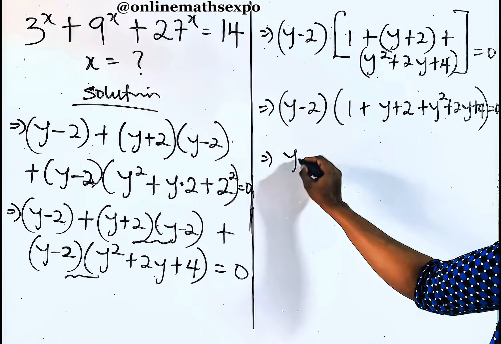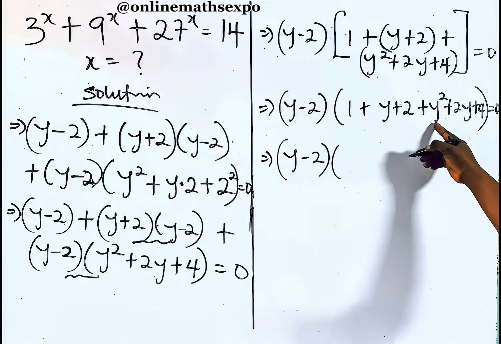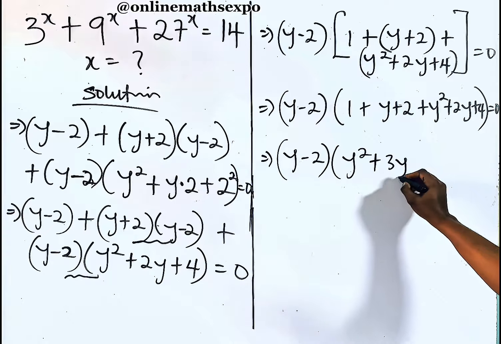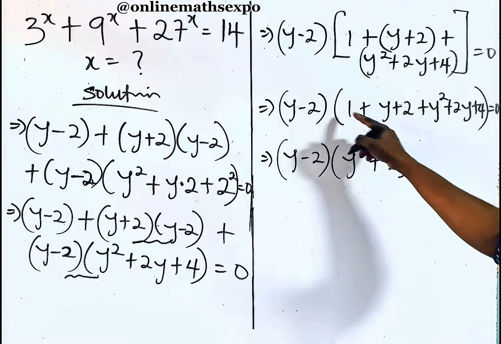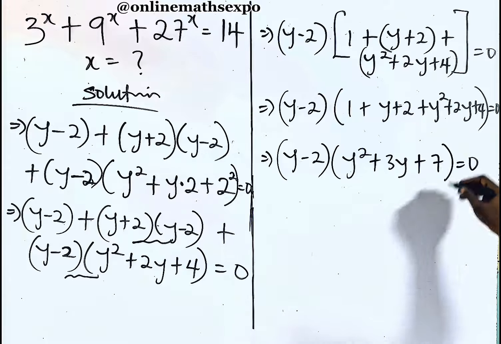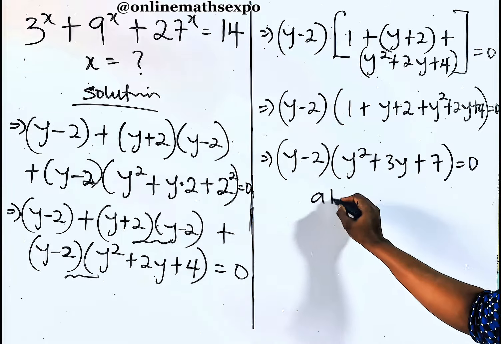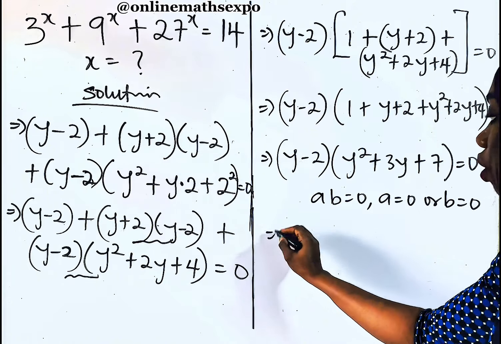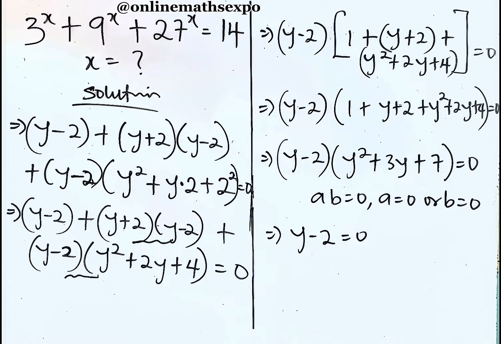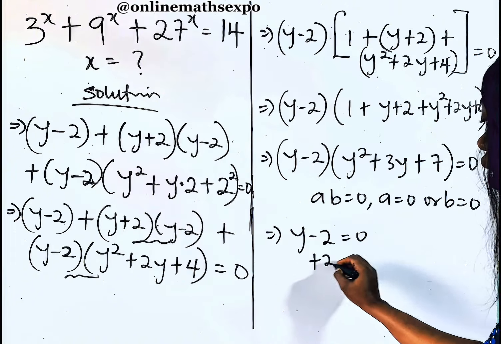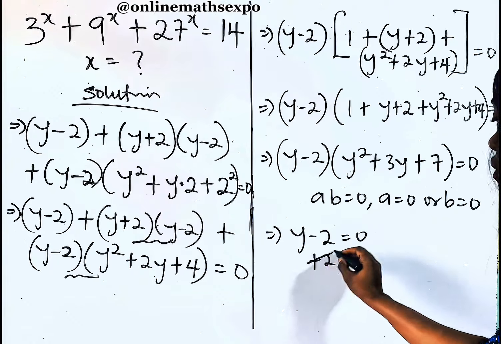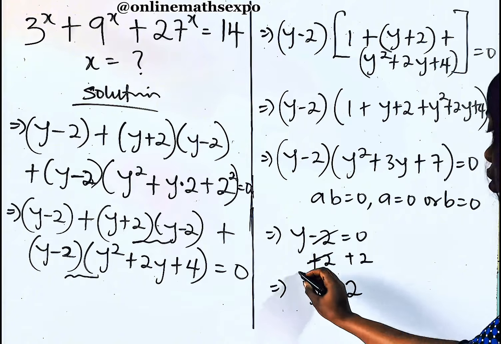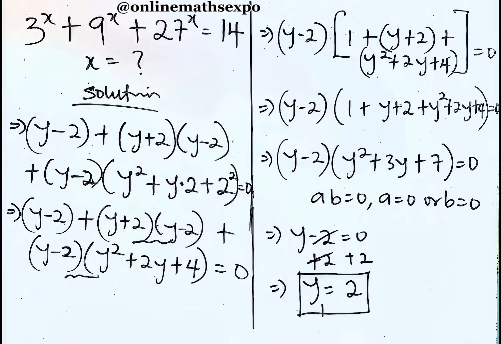So we have y minus 2 into, let's begin with the one with highest power. 2y add y gives us 3y. 4 add 2 add 1 gives us 7, and is equal to 0. Now for every AB to be equal to 0, either A is 0 or B is 0. So we are going to have y minus 2 is equal to 0. And in that case, to get y, add 2 to both sides. If you do that, this takes off. So we have y will give us, add 2 here, it gives you 2. So the first value of y we got is 2.